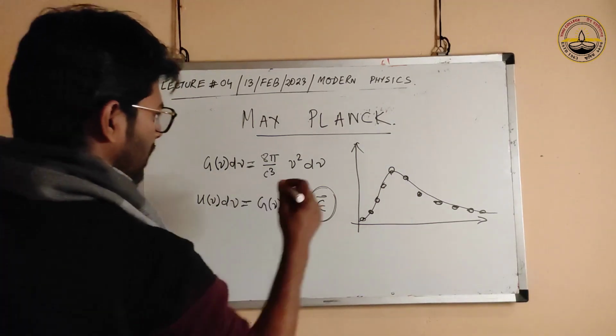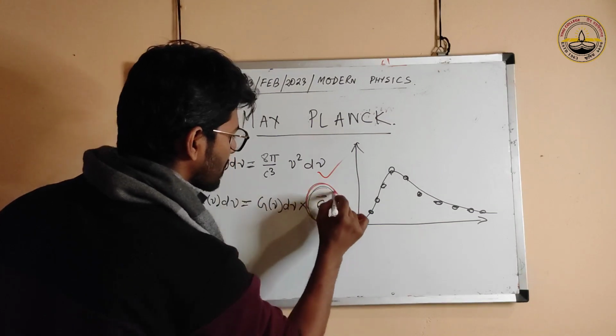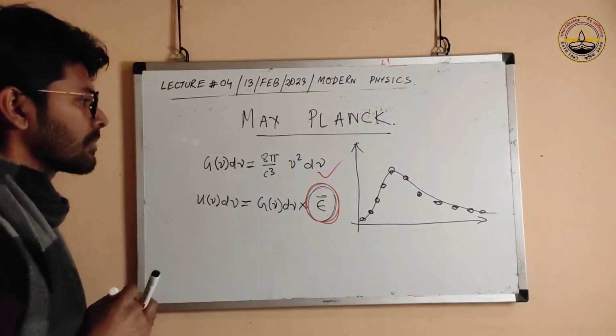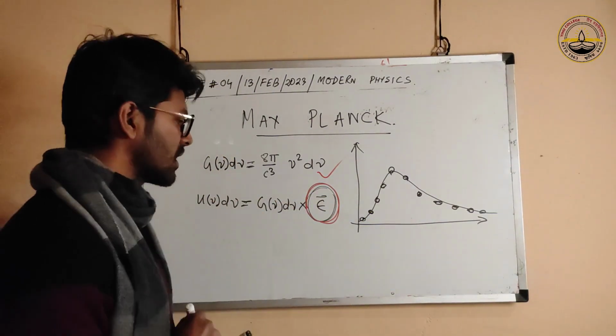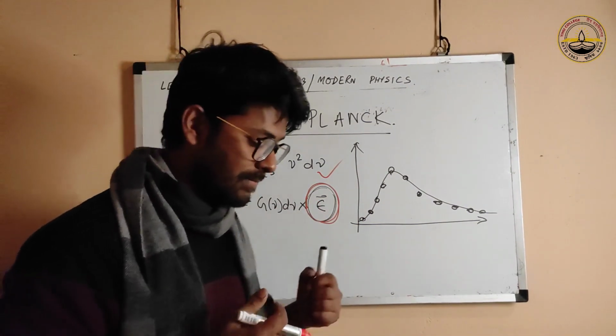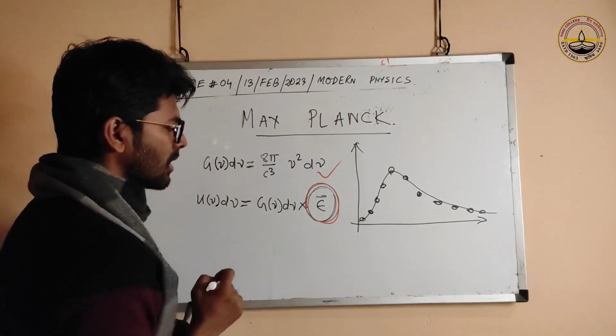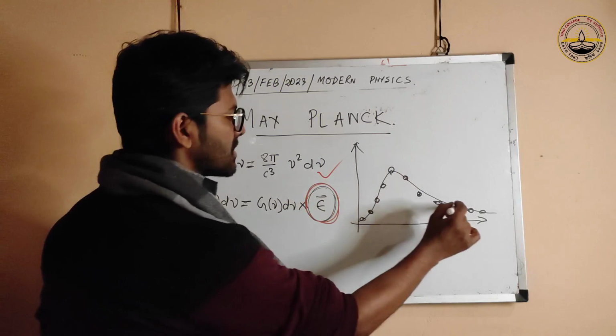So up to this point, it's fine. Something wrong with this part. Okay? So he thought, if I guess a function, what would be that function of nu that will explain this data?